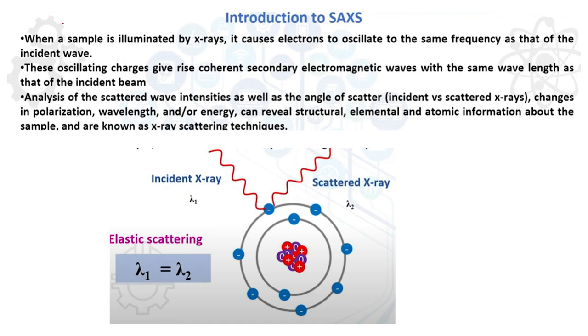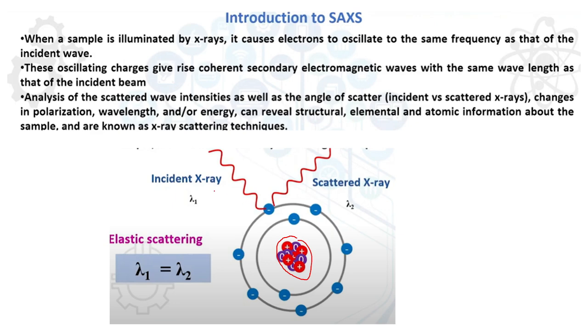Now we should discuss the basics of SAXS. When a sample is illuminated by X-ray, it causes electrons to oscillate at the same frequency. How does it actually happen? For example, this is the nucleus, and this is the first shell, this is the second shell. Now when an X-ray is irradiated, different phenomena can happen, which I have already discussed in the first slide.